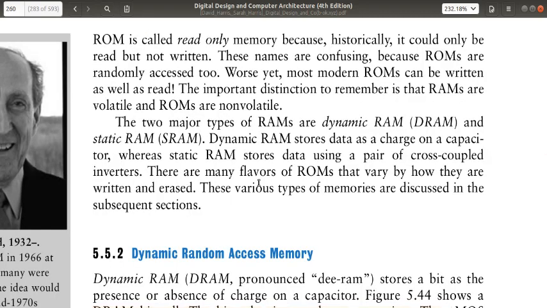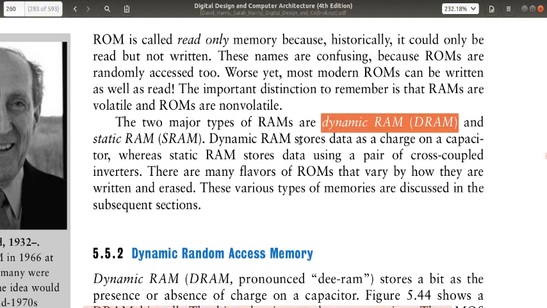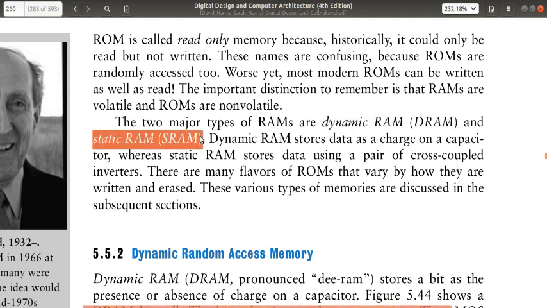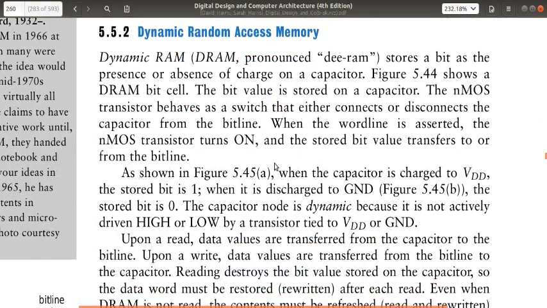Now, moving on. First we will take a look at the different RAM technologies in a little bit of detail, then we will move on to the types of ROMs. Two types of RAM that are now popularly used are dynamic RAM or DRAM, and static RAM or SRAM. If you remember the hierarchy, cache was implemented using static RAM. We'll see them one by one.